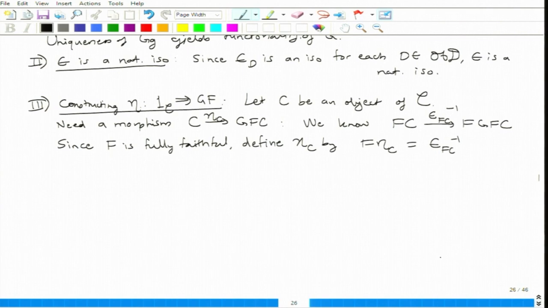Is it not possible that a functor takes some non-isomorphism to an isomorphism? I mean, are you saying we want eta C to be... No, I'm asking in general. Is it necessary that if you are given a morphism which is not an isomorphism, then any functor should take it to a non-isomorphism? If it is an isomorphism, then the functor should take it to an isomorphism. That is definitely true.